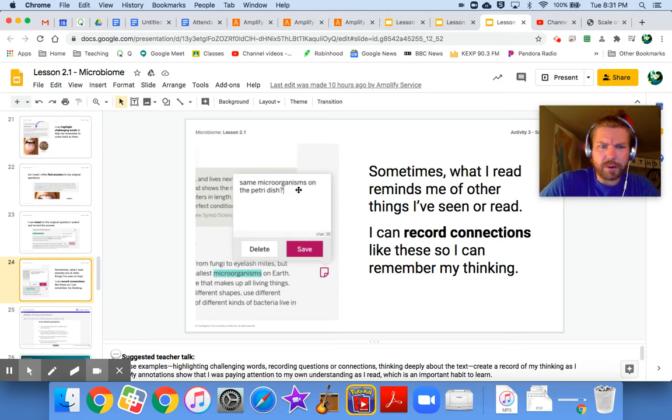So, okay, microorganisms. Are these the same microorganisms on the Petri dish that we saw? I have that question. It made me think of that. Is the article going to answer it? Not necessarily, but we could discuss it later. That'd be a robust discussion, right?